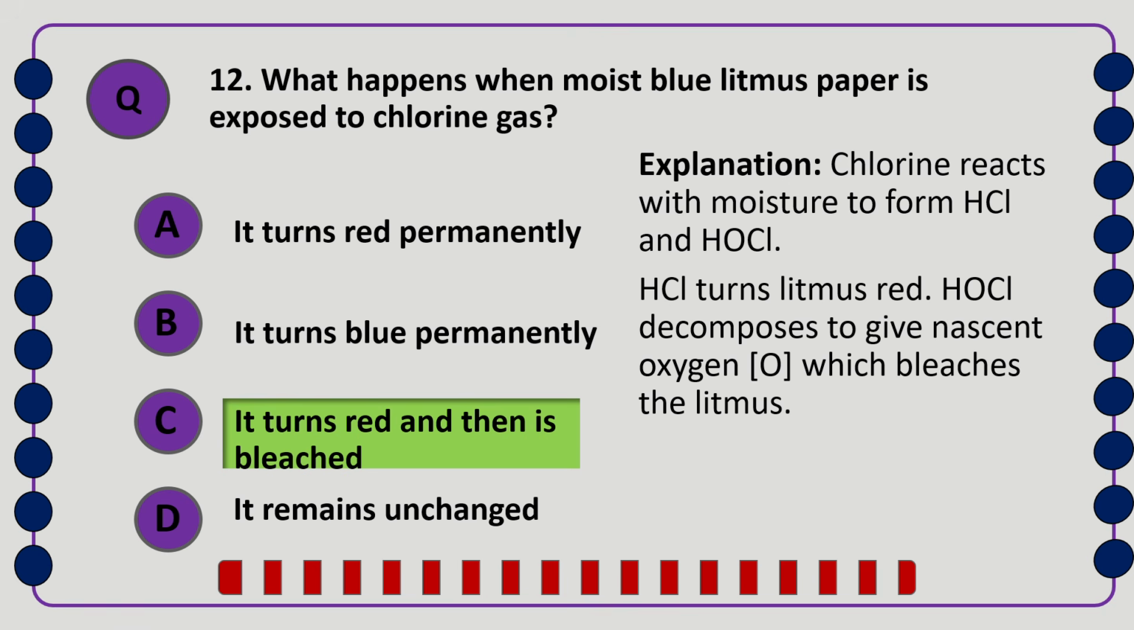So let us take the explanation. Chlorine reacts with moisture to form HCl and HOCl. HCl turns litmus red, and HOCl, a compound which is formed as an intermediate, decomposes to give you nascent oxygen. And let me tell you, students, this nascent oxygen makes chlorine a bleaching agent which bleaches the litmus. I hope this is clear. So two types of reactions are taking place, one because of HCl and one because of HOCl. I hope this is clear. Let us move to the next question. Question number 13.